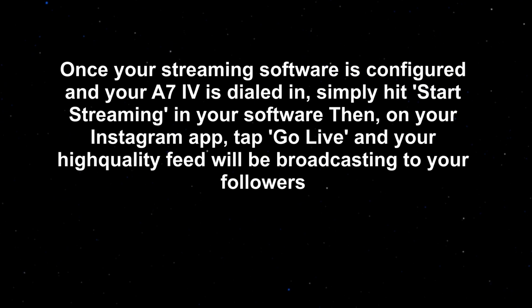Once your streaming software is configured and your A7 IV is dialed in, simply hit Start Streaming in your software. Then, on your Instagram app, tap Go Live and your high-quality feed will be broadcasting to your followers.